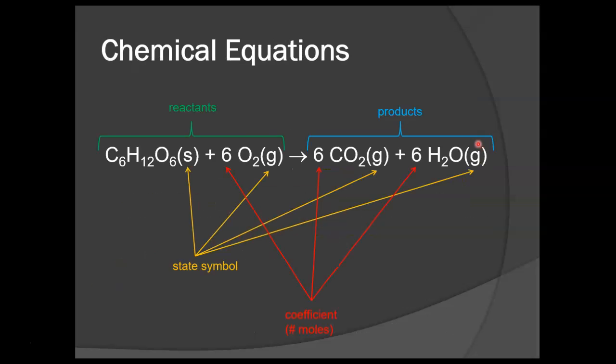This is called a chemical equation. In this case, it's a balanced chemical equation because it's showing these things here called coefficients, and it's showing what we started out with, which are called our reactants, and what we ended up with, which is what we call our products.